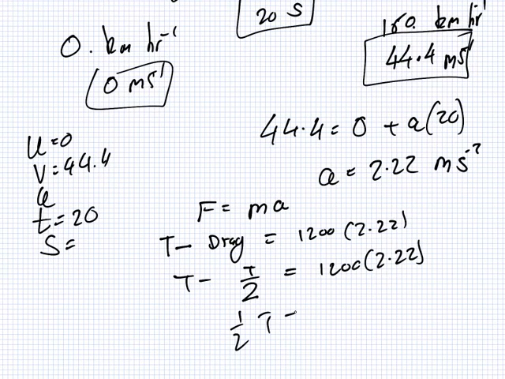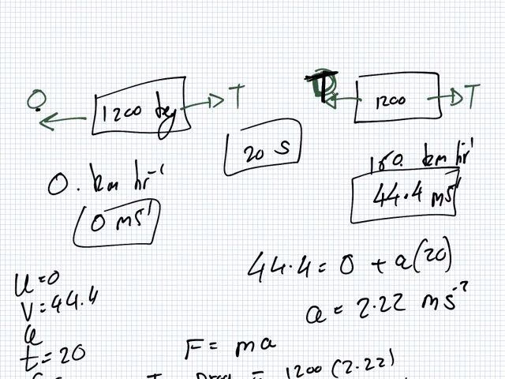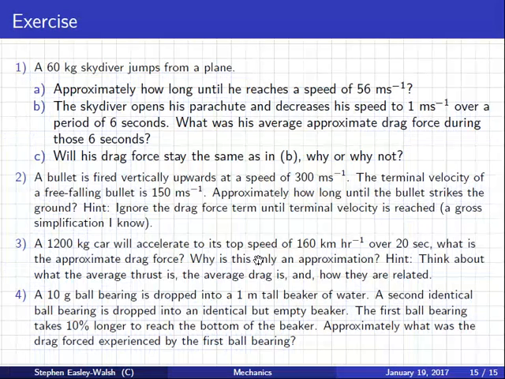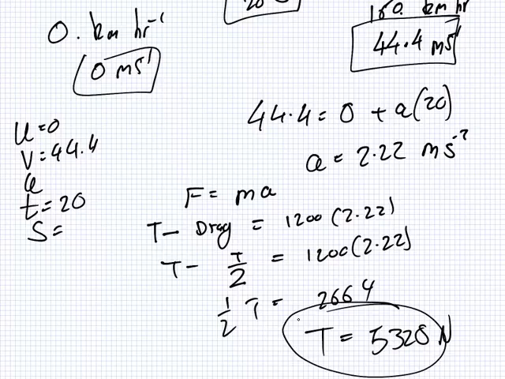So a half T equals 2664. So the thrust is equal to 5328 newtons, but the thrust is exactly what the drag is at the end. And now, do I ask you for the drag or do I ask for the average? What is the approximate drag force? I should have really said at the end, which I didn't. So I'll add that in. The answer is, this is the drag force at the end.